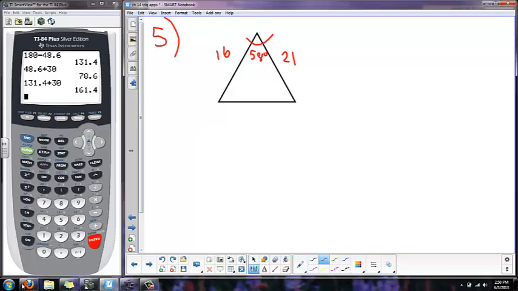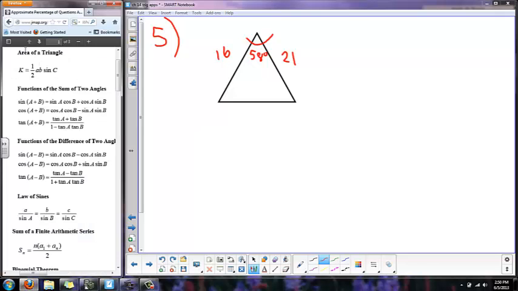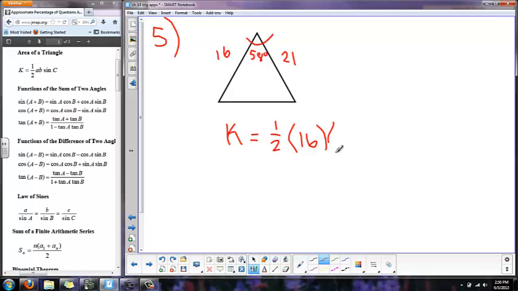Okay, so take a look at my reference sheet because I don't have to memorize anything. Area, K, is equal to 1/2 AB sine phi. And remember with area, it has to be side, angle, side. That angle has to be in between the 2 sides. So in this case, we're perfectly fine, and it works. So 16 times 21 times the sine of 58. That's going to give me my area.